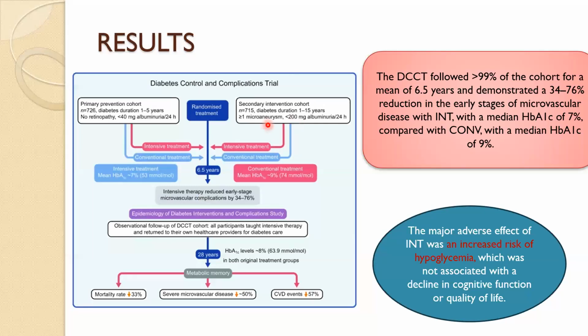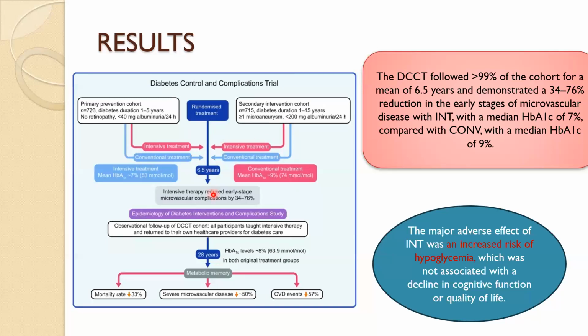So this is basically a summary of what we are talking about. Two main groups, and different arms in the intensive treatment. They randomized patients who had had diabetes for just 1 to 5 years. They didn't have any retinopathy or nephropathy. They also had another arm of patients who had diabetes for 1 to 15 years and had developed some early symptoms of nephropathy and retinopathy, and the same for the conventional treatment.